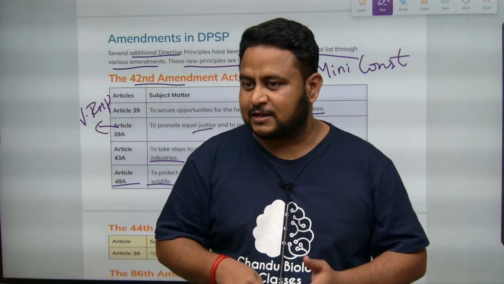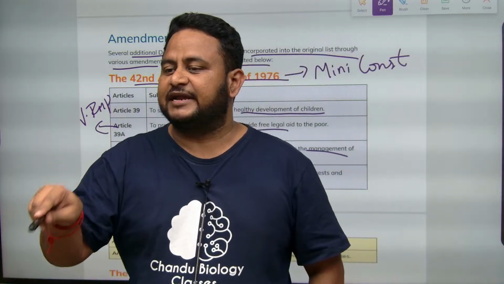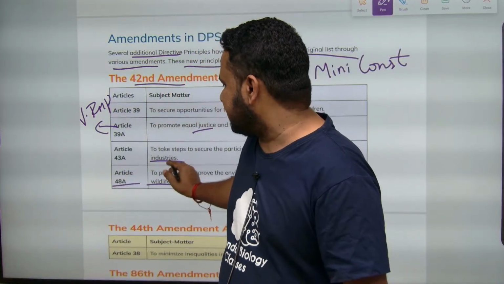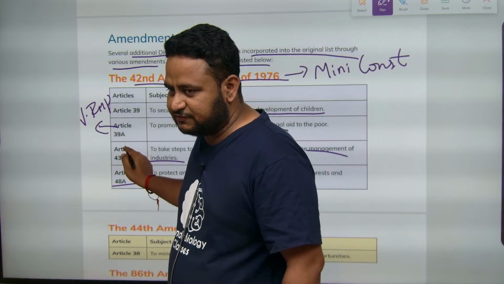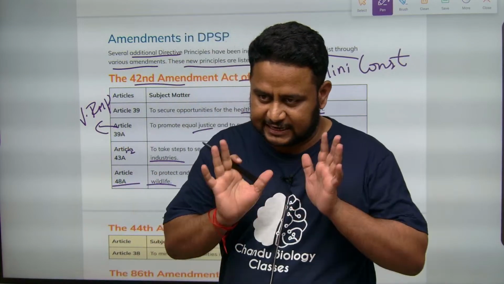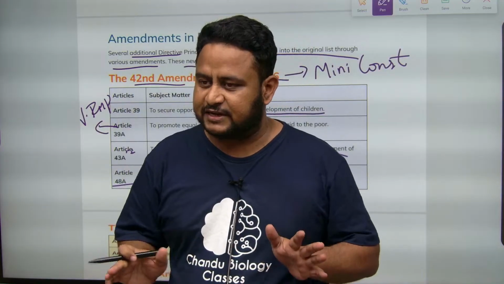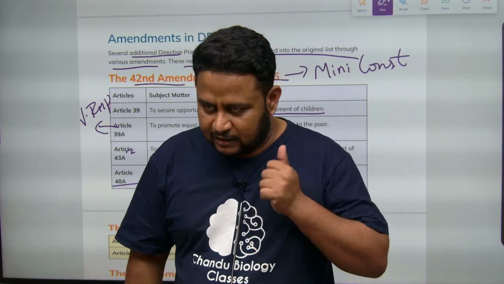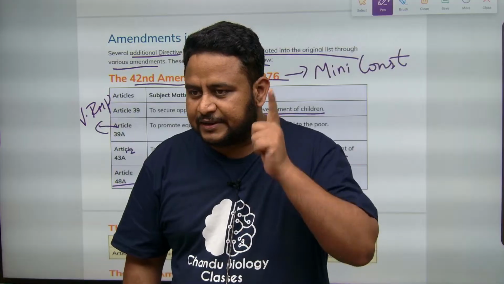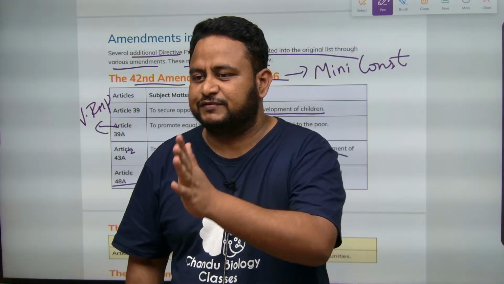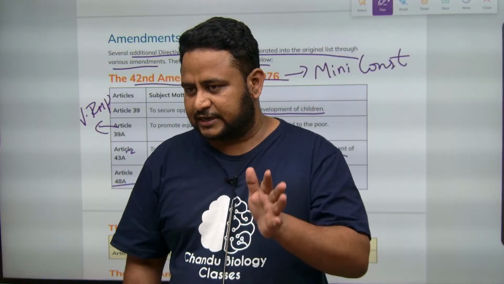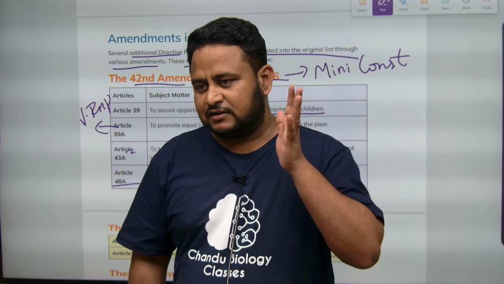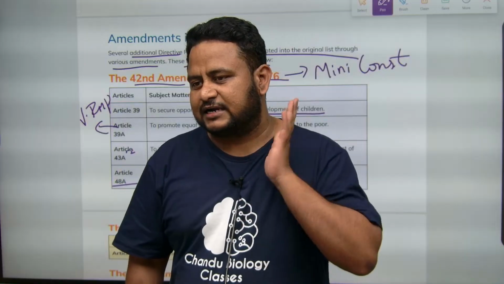Next, 43A is participation of workers in management of industries. This has also been asked in various exams. This article is very important. So whenever I say articles are important, in the constitution there are various articles. But when I say articles, please remember Article 12 to 51 are highly important. They will ask from anywhere, Article 12 to 51, all articles are important.